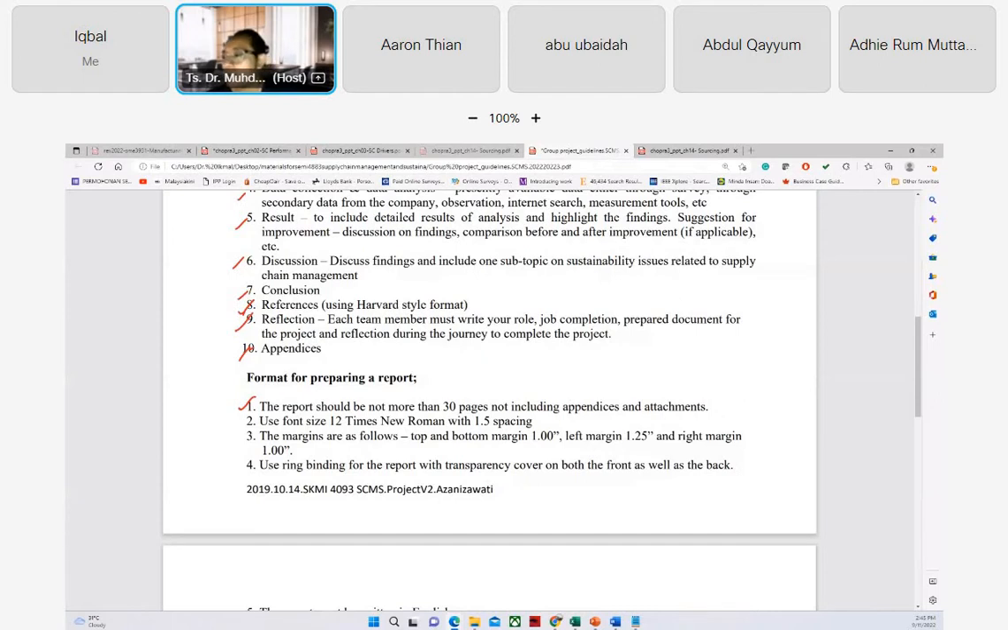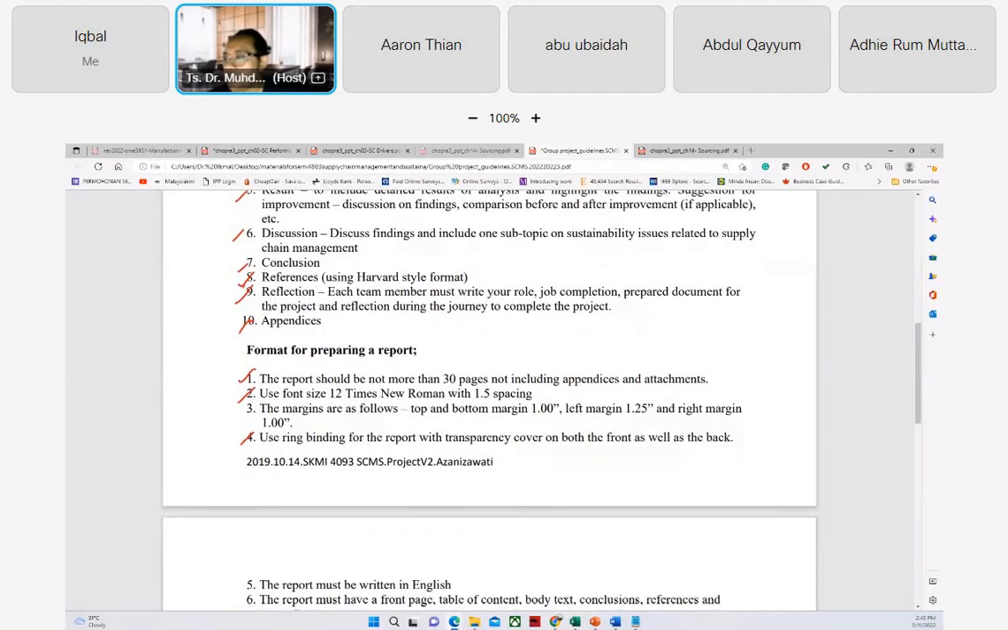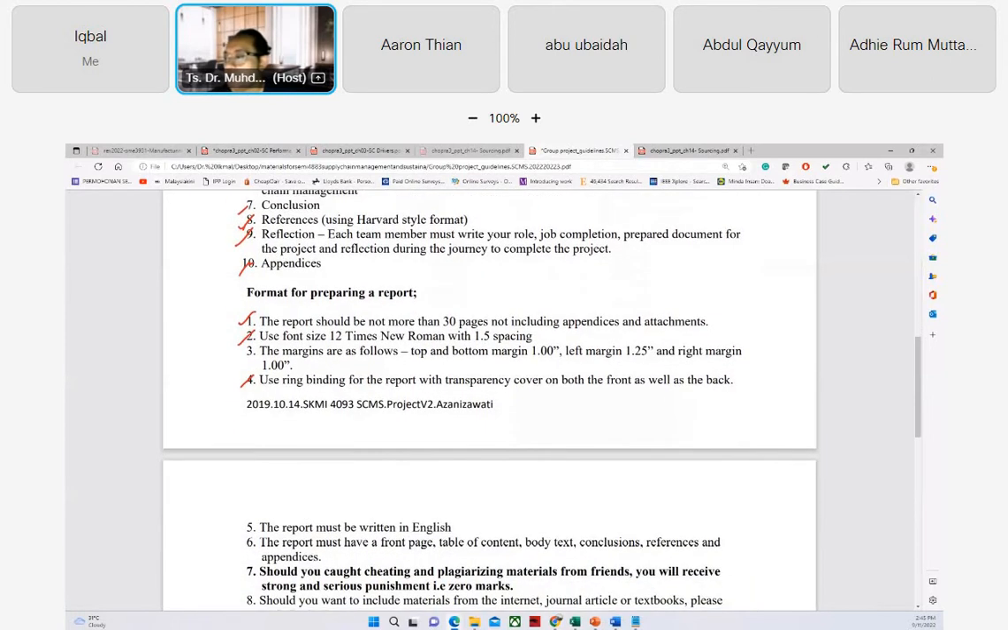Then use font size 12, Times New Roman, with spacing of 1.5, and the margins are as follows: top and bottom margin is 1 inch, left margin 1.25 inch, and the right margin is 1.0. Then use ring binding with a transparent cover. I just want you to submit a soft copy, a soft copy in PDF file.